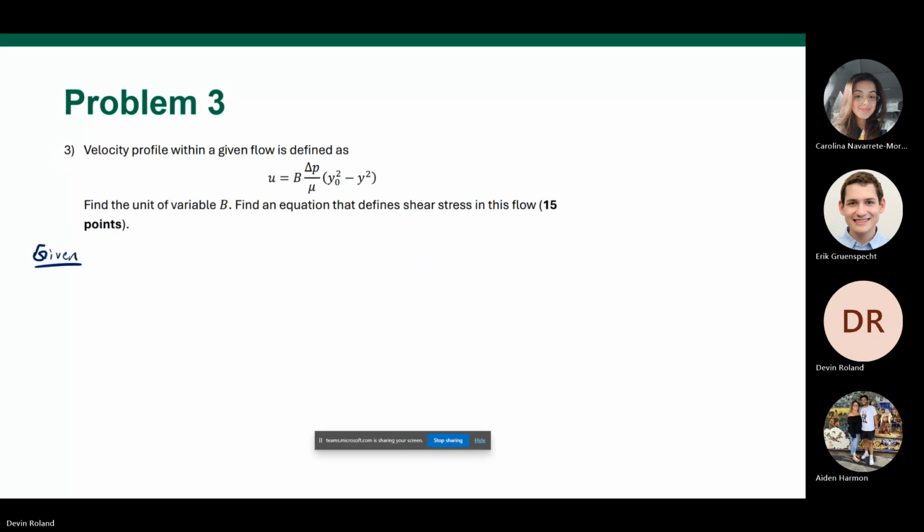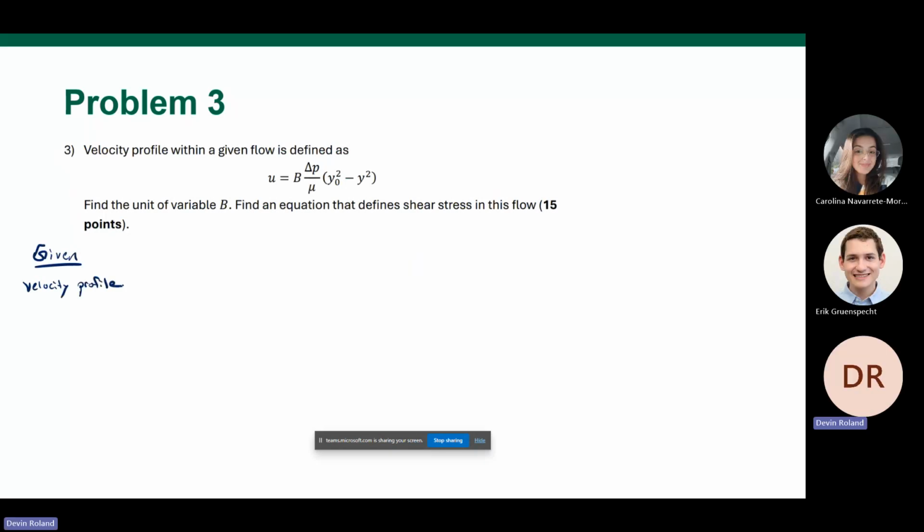Okay, so our givens, we know our velocity profile, and that's u up that way. And then that's our only given. So then our finds, I'm going to do part A and part B here. Part A is the units of B, and part B is an equation for the shear stress.